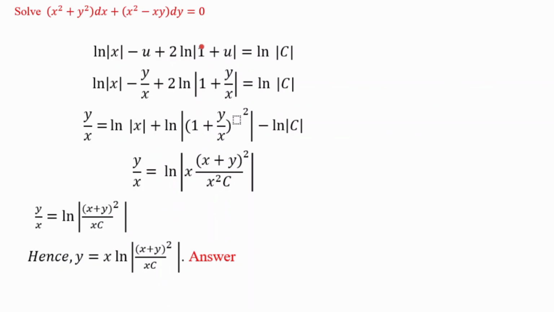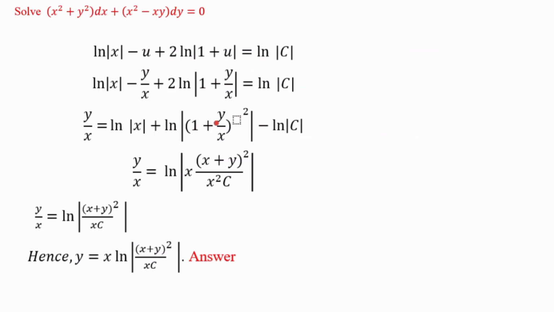Now we can see here ln x minus y by x plus 2 ln 1 plus y by x is equal to ln c. So we can keep y by x on the left side. Then we can bring ln c to this side. So we get ln x plus ln of 1 plus y by x whole squared minus ln c. So you know that ln of ab is equal to ln a plus ln b. Then minus ln c means ln of ab by c. So we write here ln of ab by c.